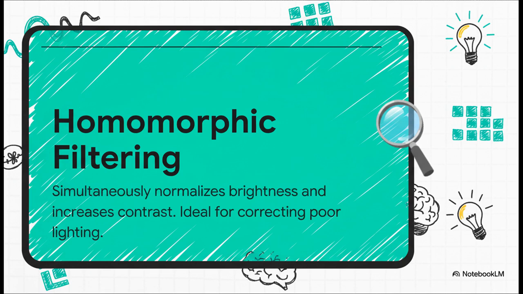A perfect example is homomorphic filtering. This technique is just brilliant because it does two things at once. It fixes uneven lighting across the whole image, and it boosts the contrast. It is an absolute game changer for pictures taken in really tricky lighting.